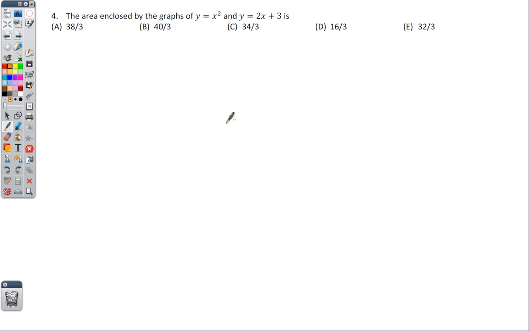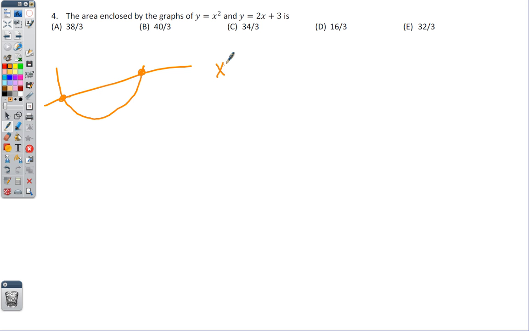Number 4. The area enclosed by the graphs of y equals x squared and y equals 2x plus 3 is. Okay, so here's a hint. y equals x squared, y equals 2x plus 3, positive slope, kind of like that, right? Here we go. We need to know what that point and that point are. We don't need to know exactly what it looks like because it doesn't matter. It's multiple choice.